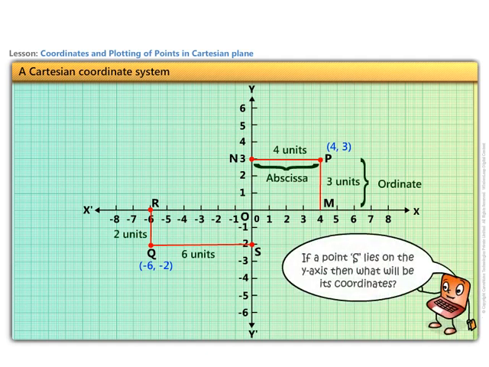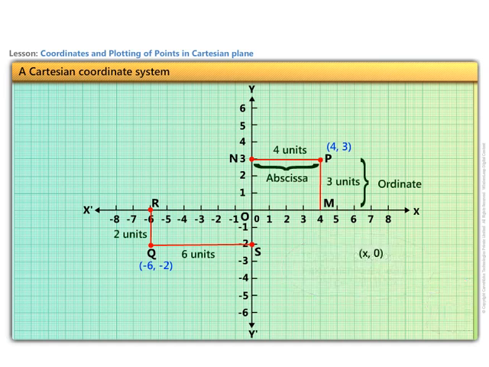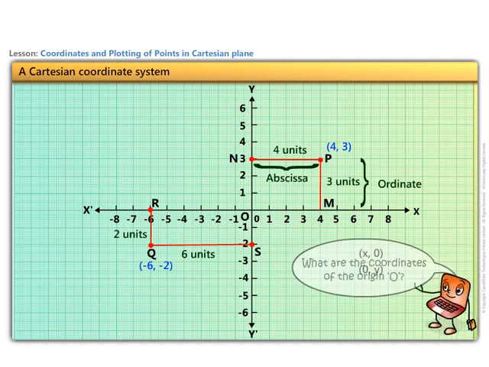If a point S lies on the y-axis, then what will be its coordinates? Every point on the y-axis has no distance from the y-axis. Therefore, the x-coordinate of every point lying on the y-axis is always 0. So, the coordinates of any point on the y-axis are of the form (0, y), where y is the distance of the point from the x-axis.